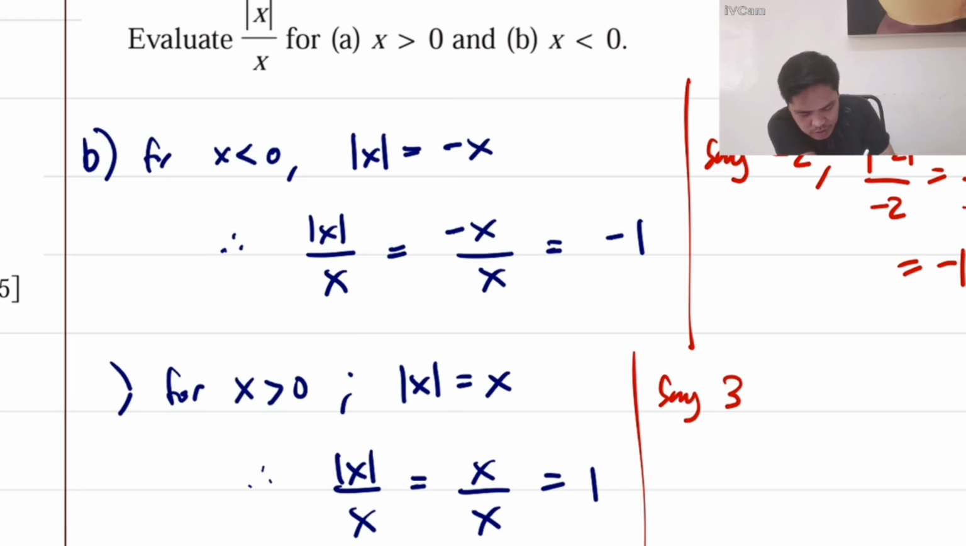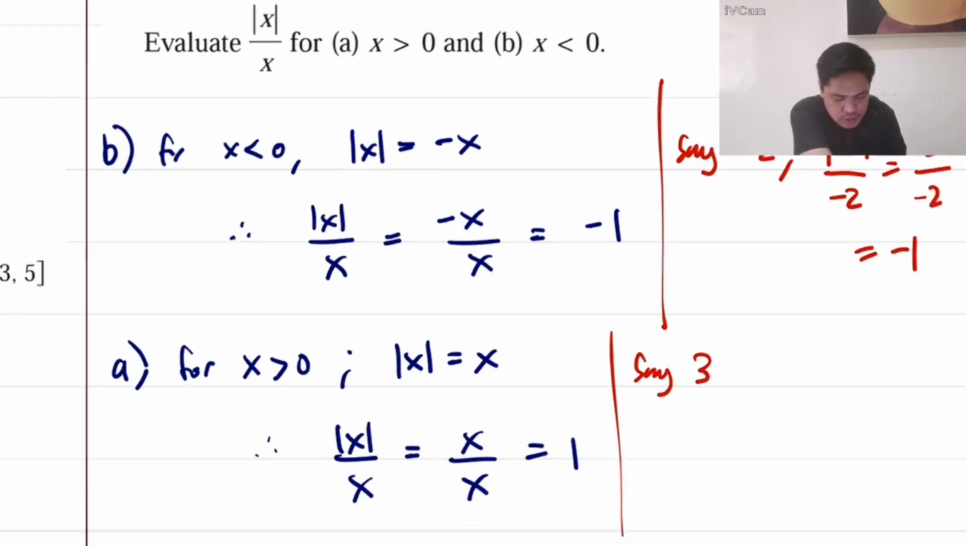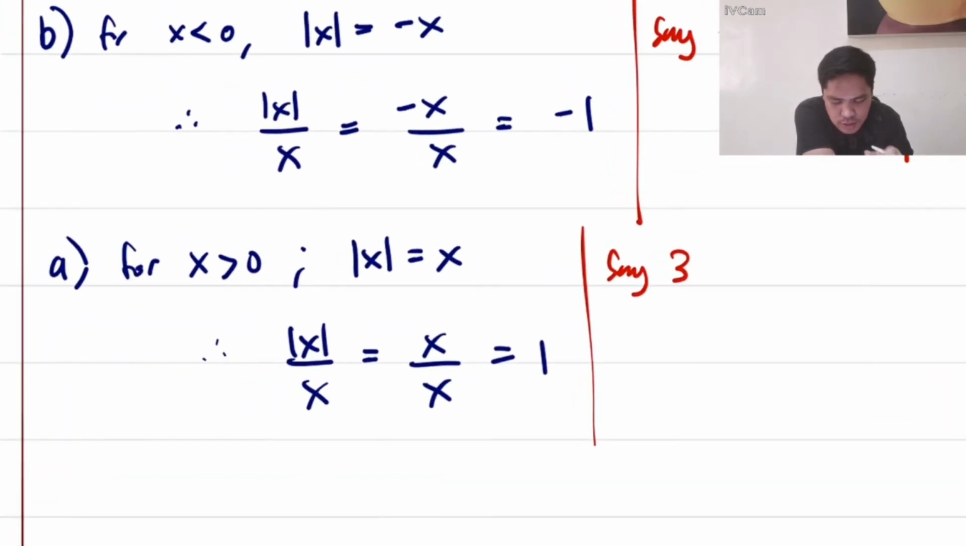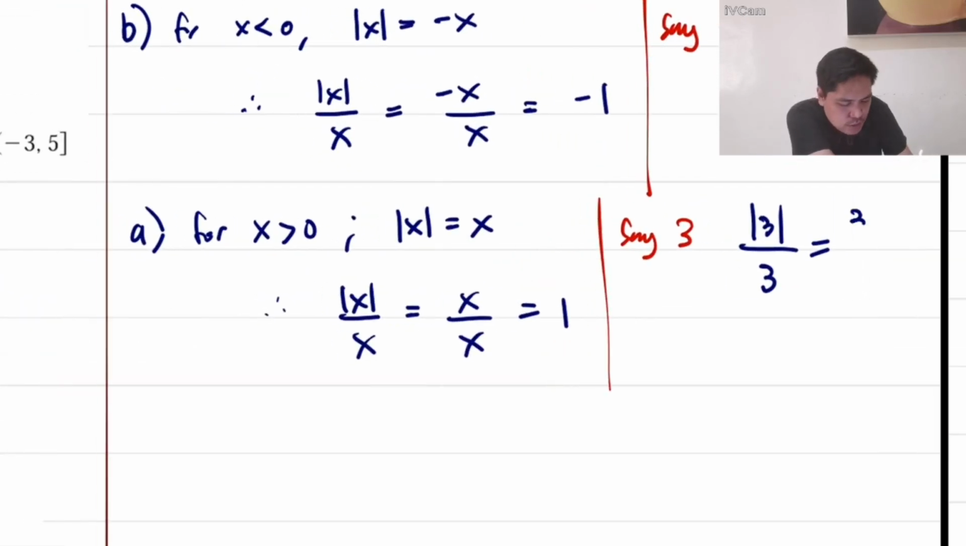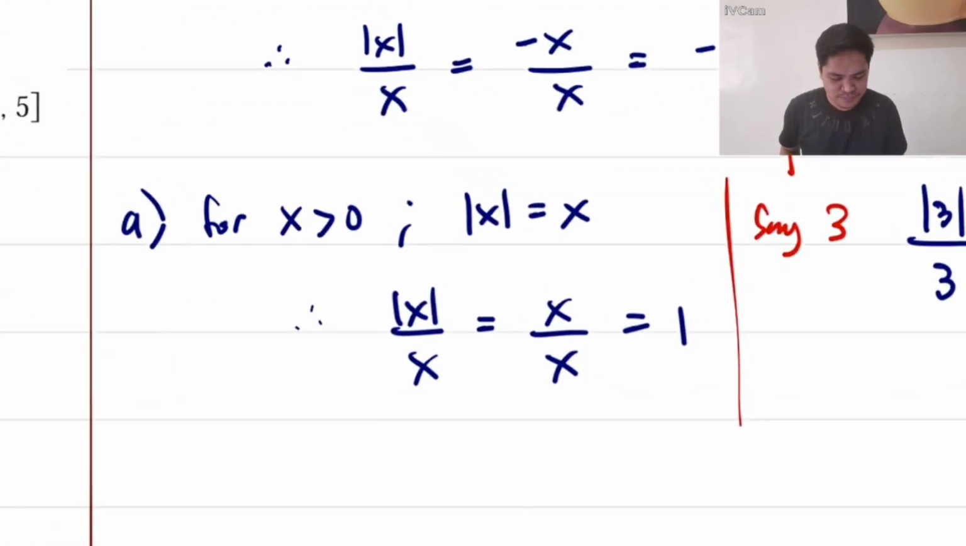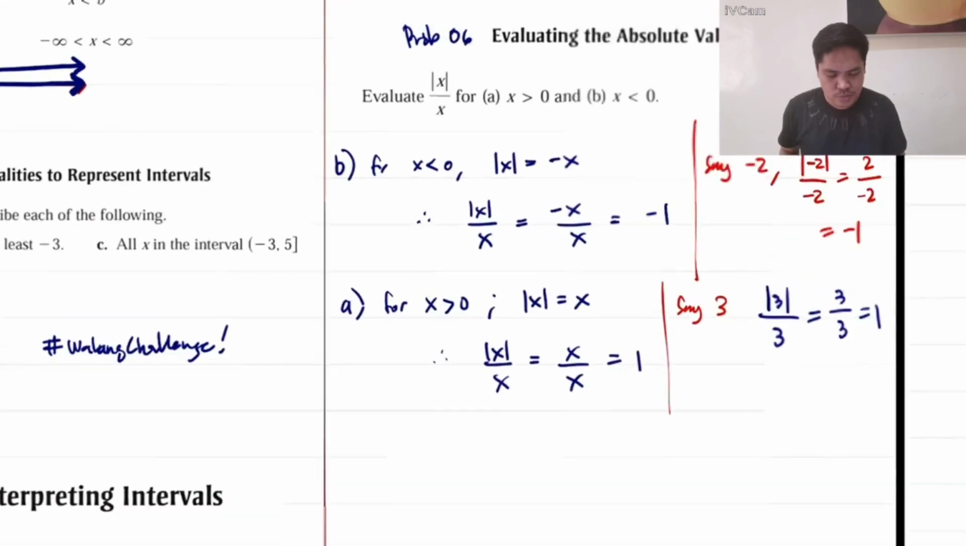Halaka, sorry. I'm so sorry. So, that's letter A. So, say, a number greater than 0 is 3. So, that would be absolute value of 3 over 3 equal to positive 1. That would be, absolute value of 3 is still 3 over 3 equal to 1. Ay, pasensya na sa mga mali. Tao lang. Not an excuse, but that's it.